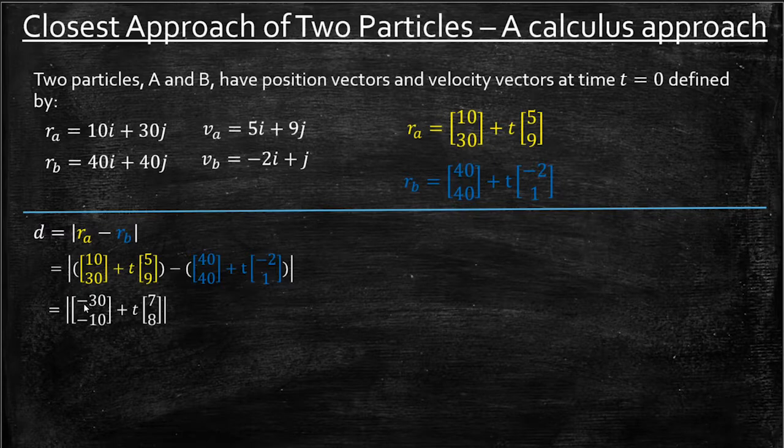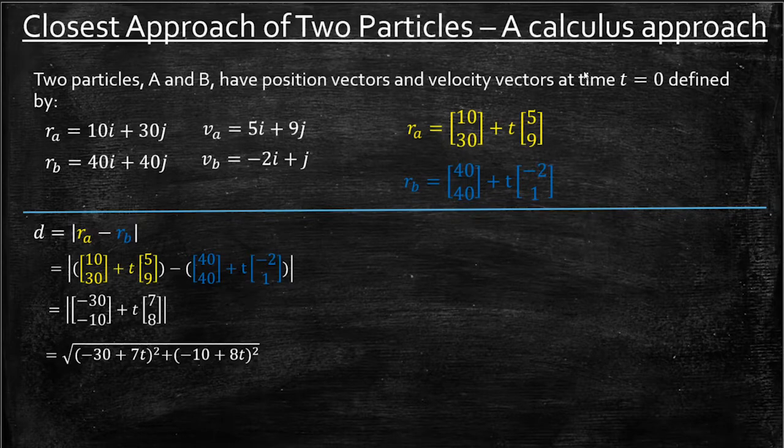Now, we also know that for the modulus of a vector, we can use Pythagoras' theorem by taking the sum of the square of each of the components and then square rooting it. So minus 30 plus 7t is the first component, and minus 10 plus 8t is the second component. So when we actually find out what the length is of this vector, we end up with this equation here. So the distance between the two particles is defined by this function at time t. And you can see that that's going to be the x component, and this is going to be the y component.